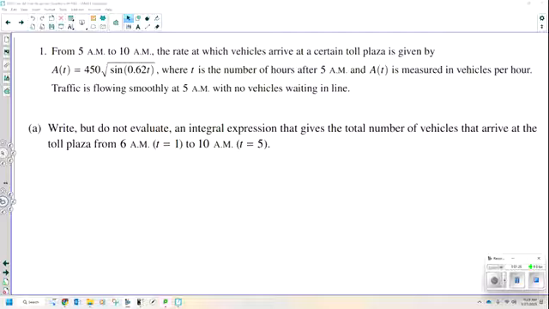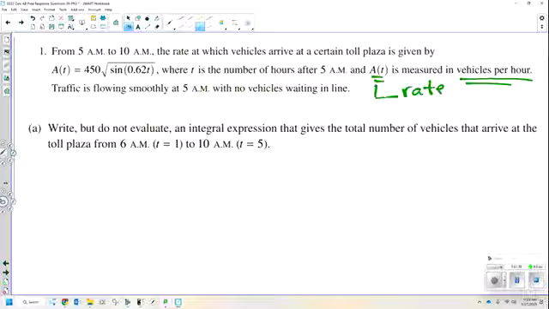Okay, the first thing that jumps out to me, whether it's relevant right now or not, is that A of t is vehicles per hour. That means we already have a rate. A of t is a rate given to us. It's not calculating a quantity, it is rather calculating a rate. So that jumps out to me.